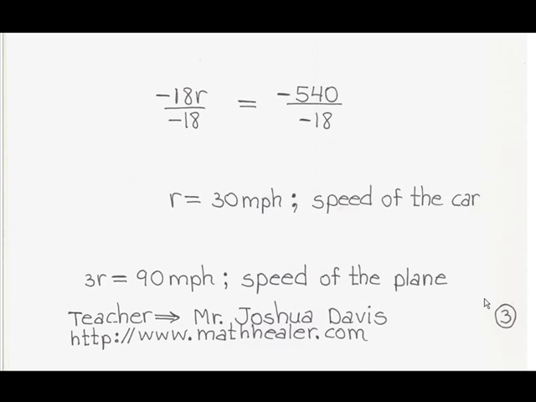Well, now we need to find the rate of speed of the plane. Well, we were told that the rate of speed of the plane is 3 times that of the car. So 3r is equal to 90. So in this case, that's the speed of the plane. So now we know that the plane was traveling at a rate of 90 miles per hour.